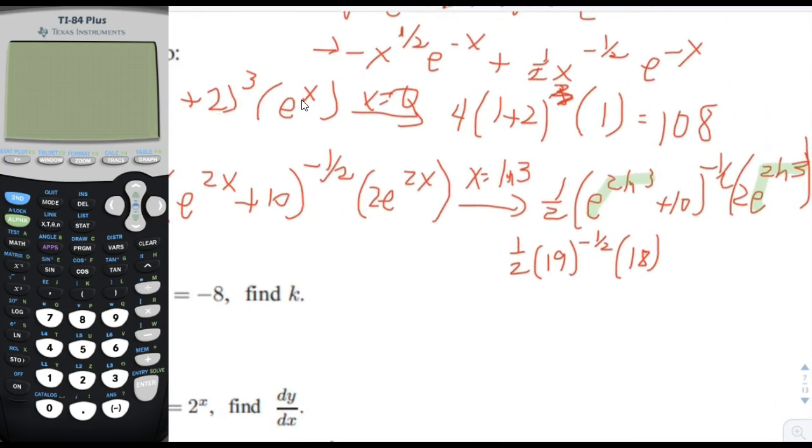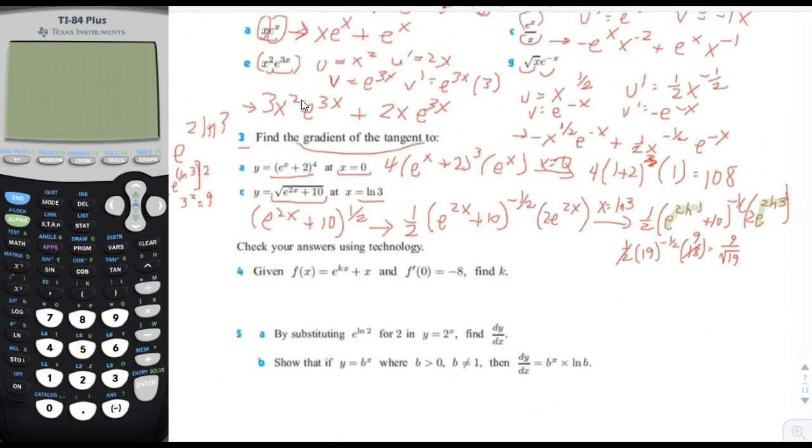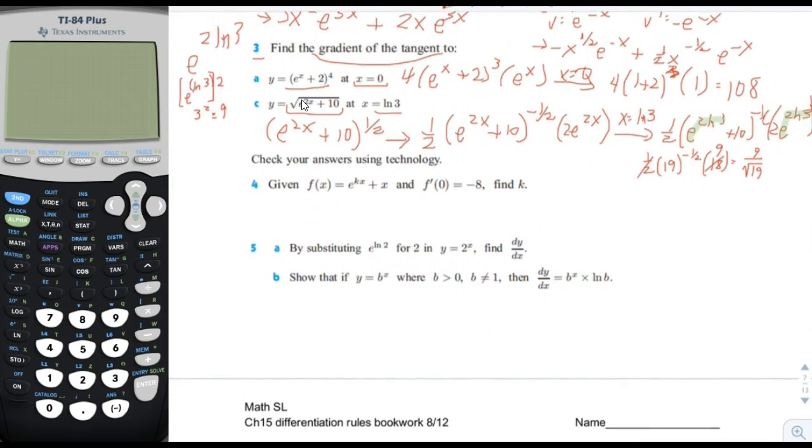And so we could divide 18 by 2 and we get 9 here. So we have 9 in the numerator, and in the denominator we have the square root of 19. Right? Okay. Alright, check your answers using technology.